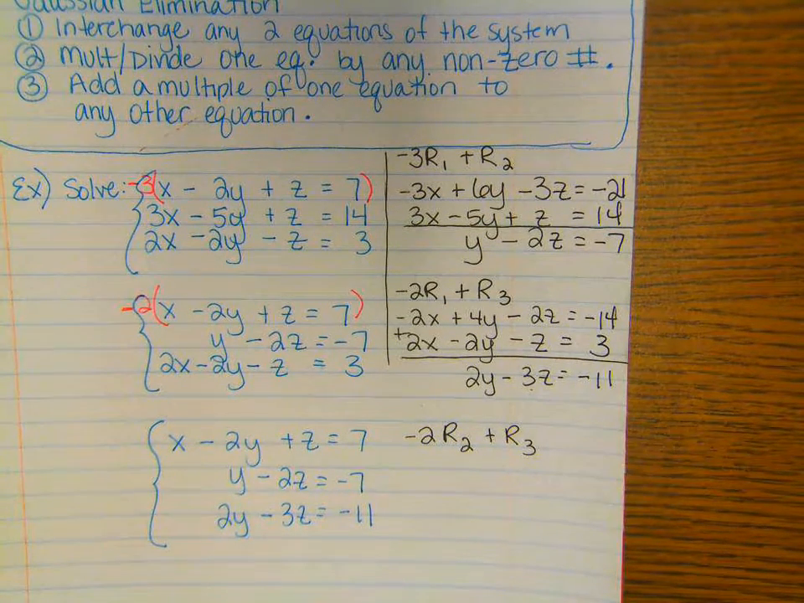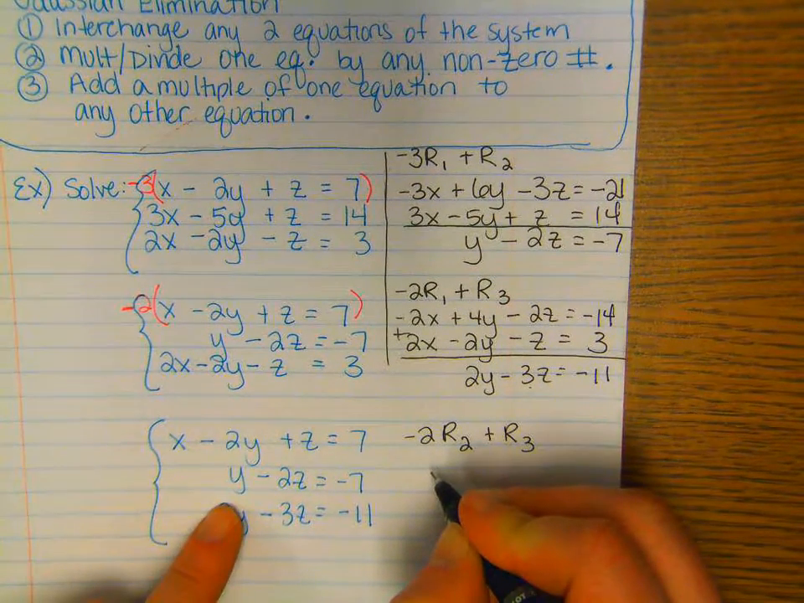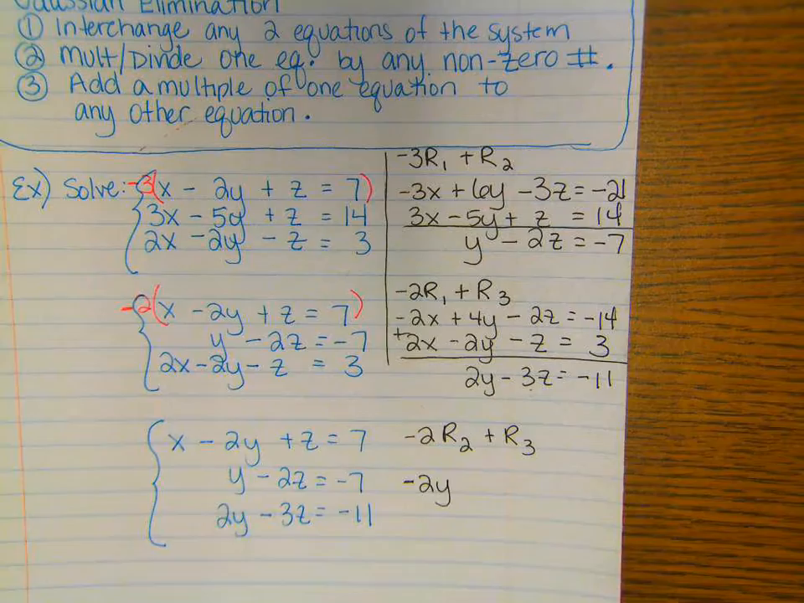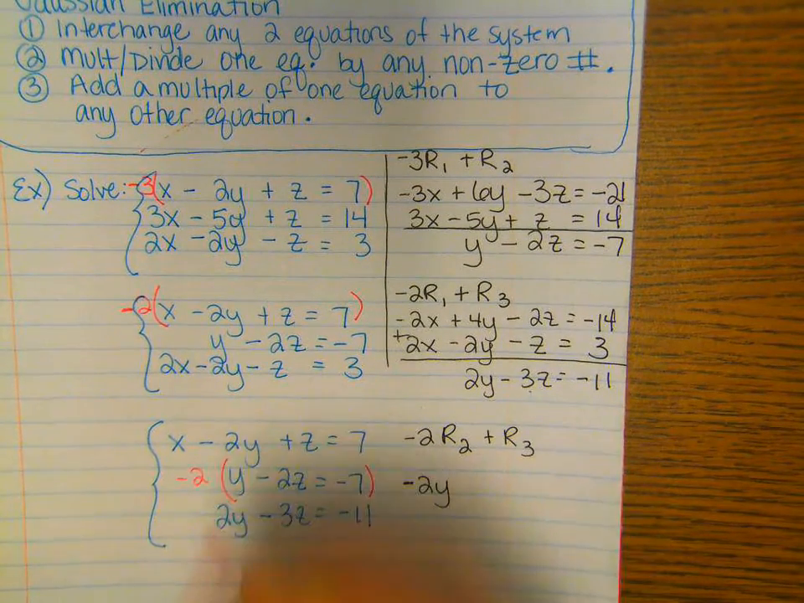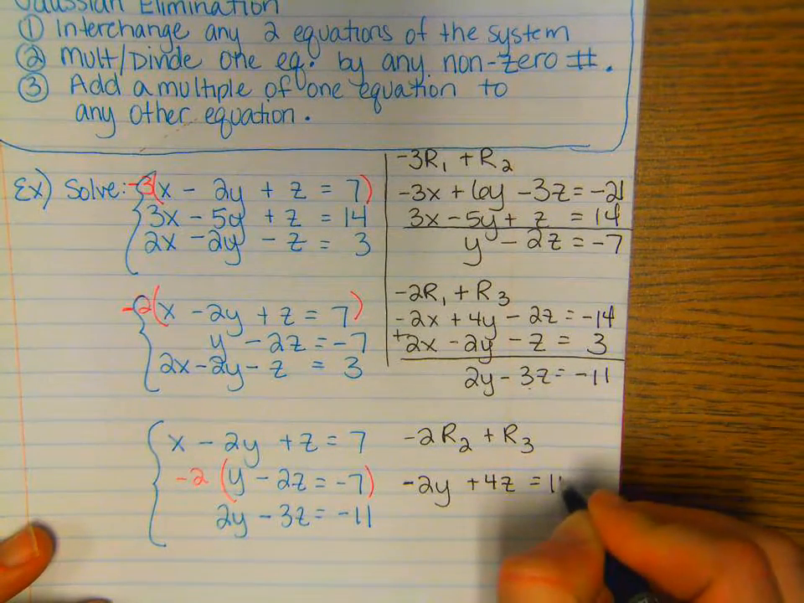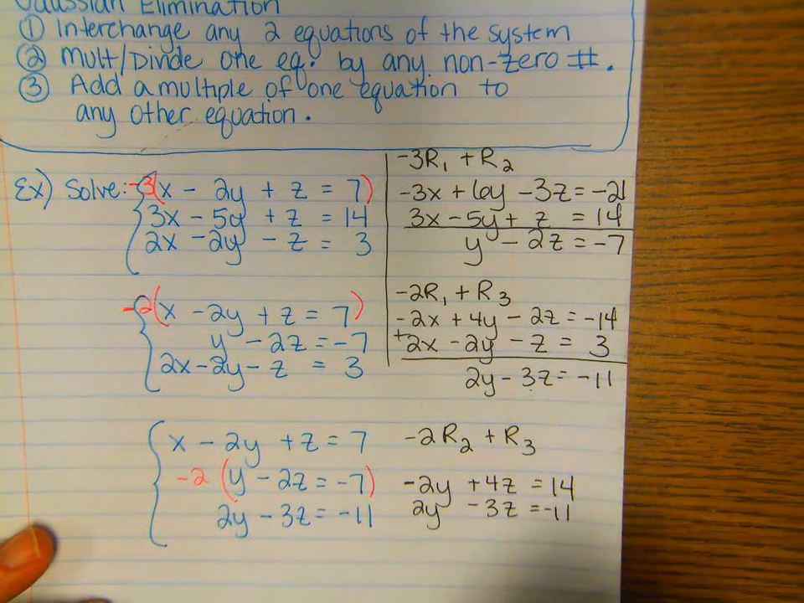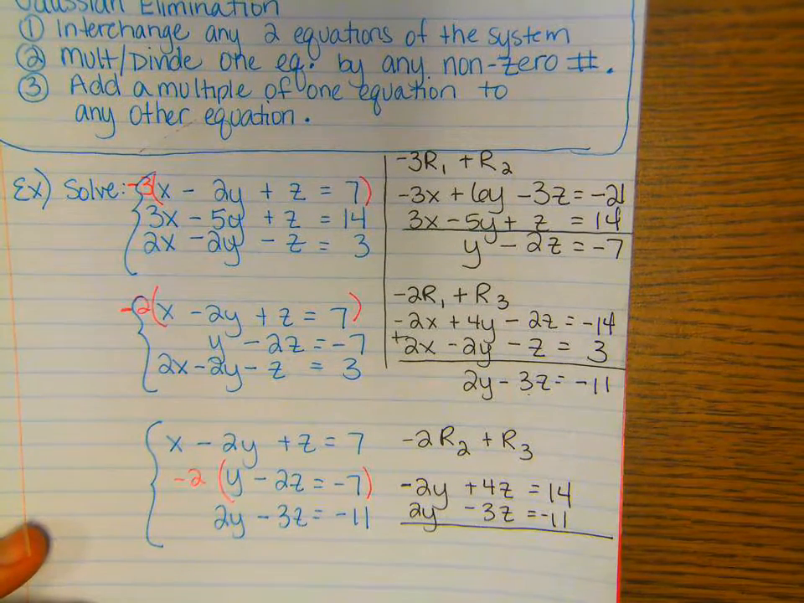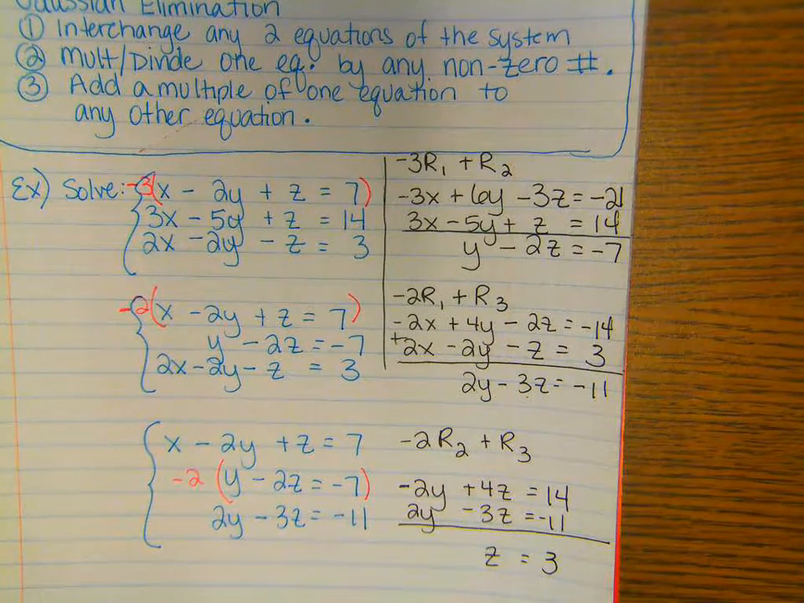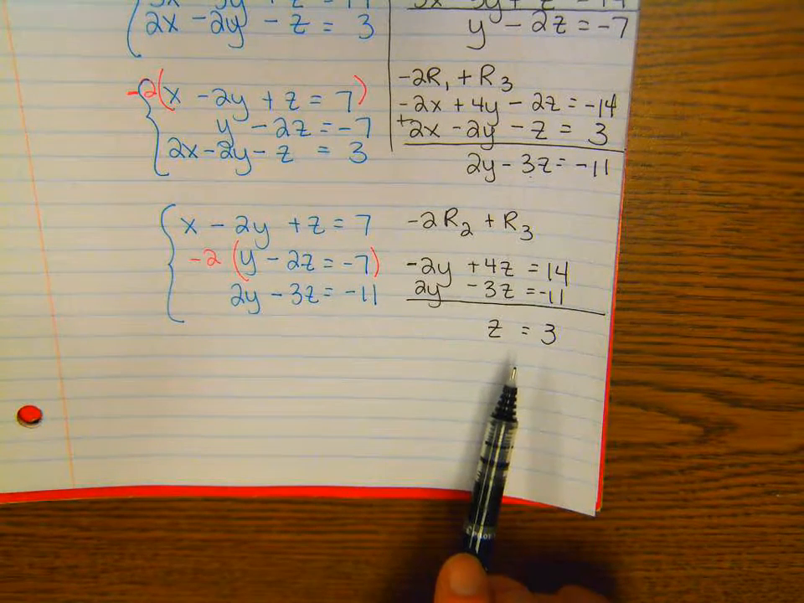Let's find z. So we have negative 2y, I'm multiplying this by negative 2, plus 4z equals 14, and 2y minus 3z equals negative 11. Ooh, I don't even have to do any division. What does z equal? 3. Great. Now technically, where would I put this then? What row is this? Row 3, and then I have triangular form.